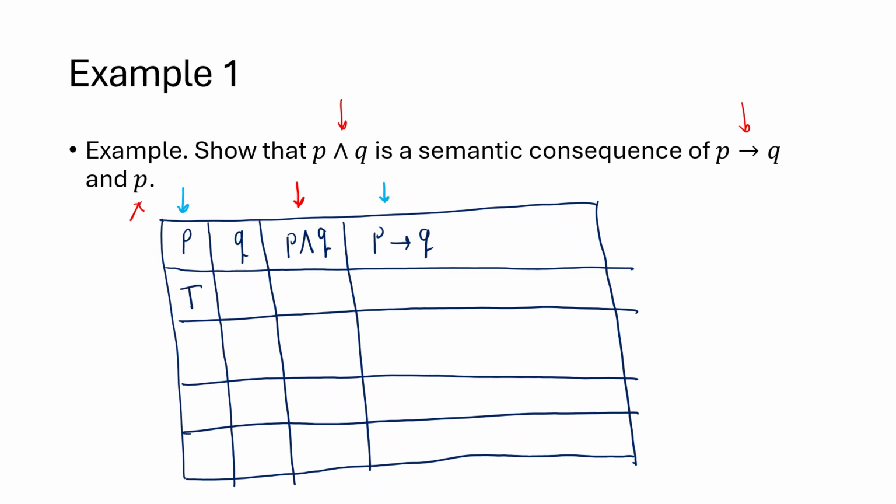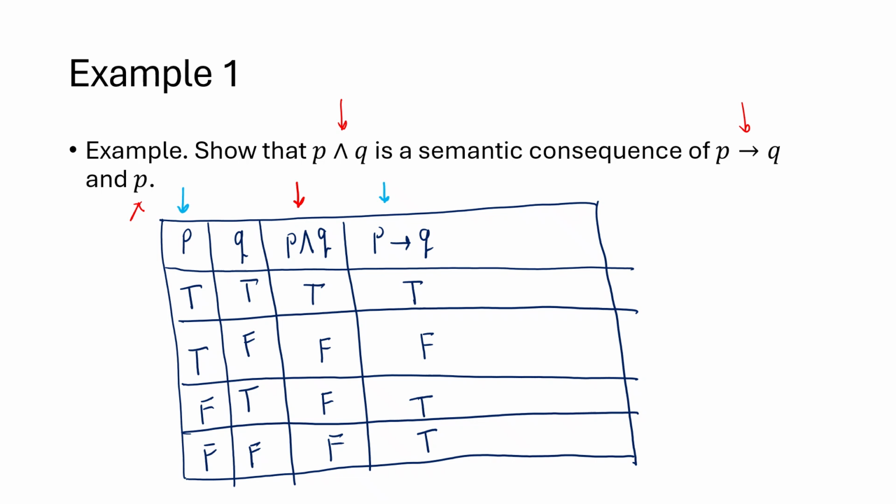So true, true, false, false, true, false, true, false. Then for P and Q, true and true is true, true and false is false, false and true is false, false and false is also false. If P then Q, if true then true is true, if true then false is false, if false then true is true, and finally if false then false is also true. So now I have a truth table where I have a column for each one of my premises and also a column for my conclusion.